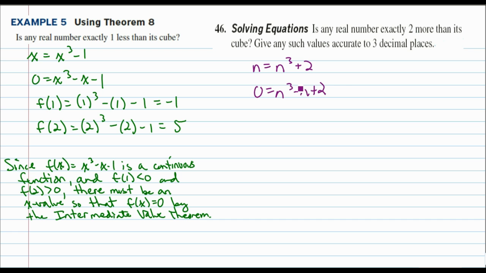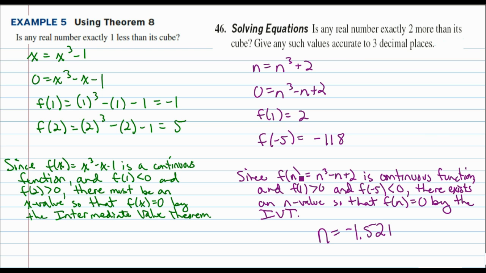Now I don't know exactly what number is going to solve this whole thing, but if I plug in 1, I get 2. If I plug in negative 5, I get negative 118. I just took a wild guess here, and I got a positive and a negative, so I know that there's going to be some x that I can input in here that will create an output of 0.